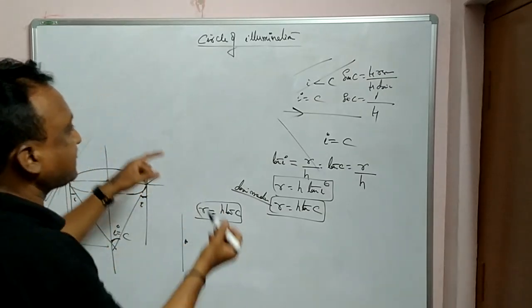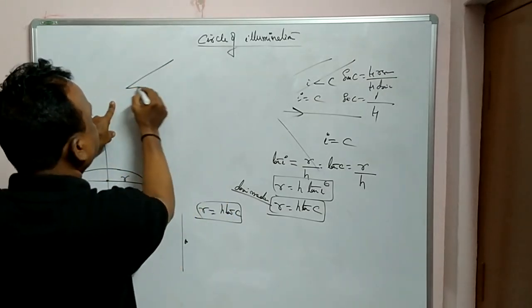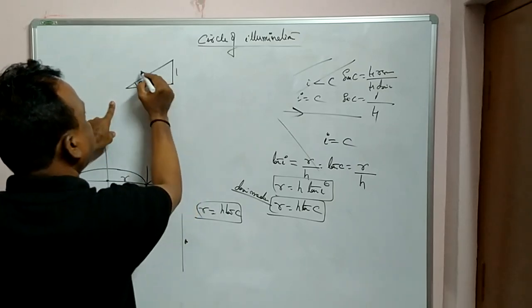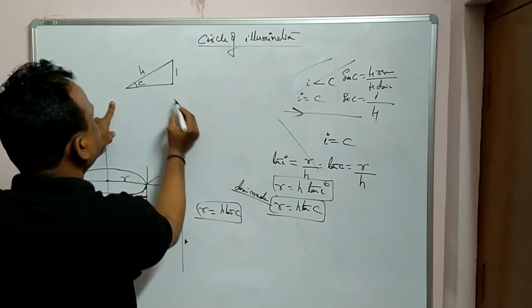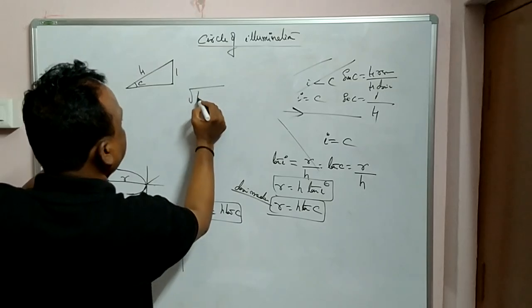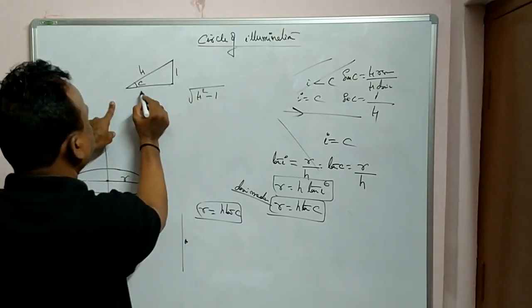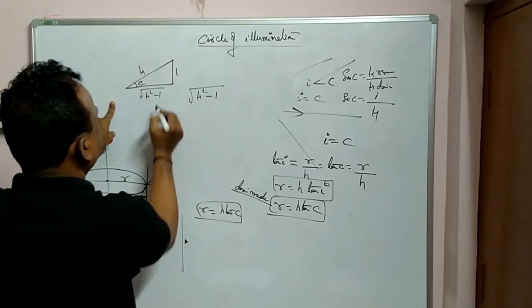So from that, what is sin C? I'll draw a triangle here. Sin C is opposite by hypotenuse. What is the value of the adjacent side? Root over mu square minus 1 is equal to this side.